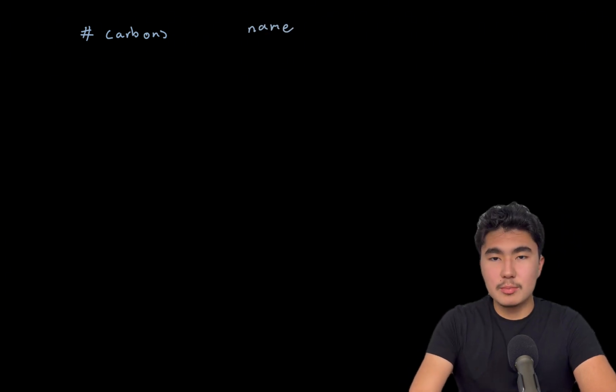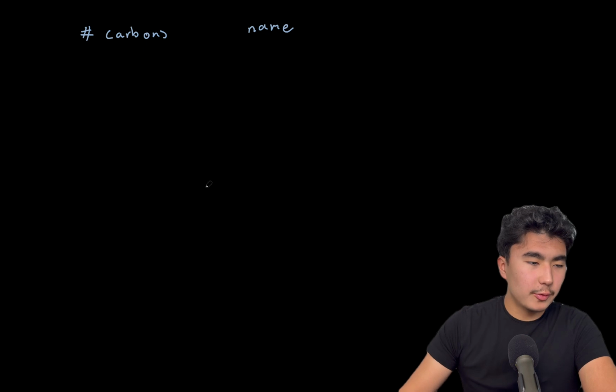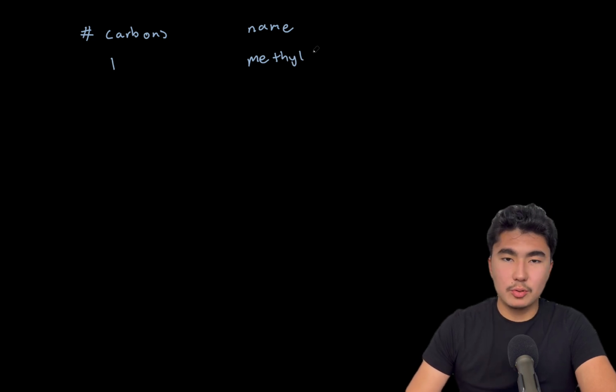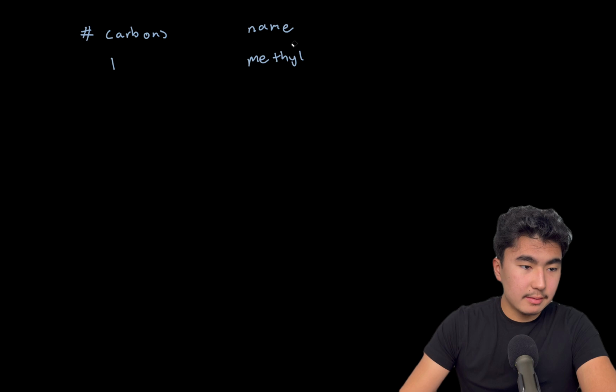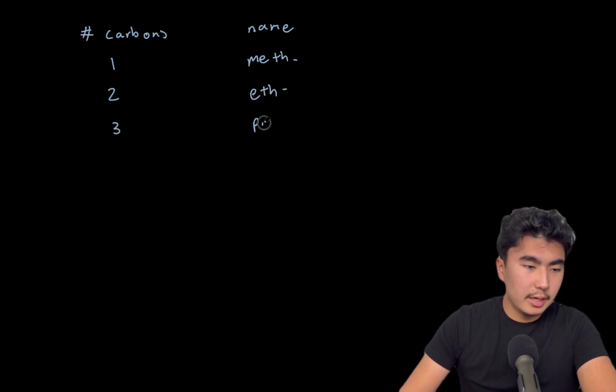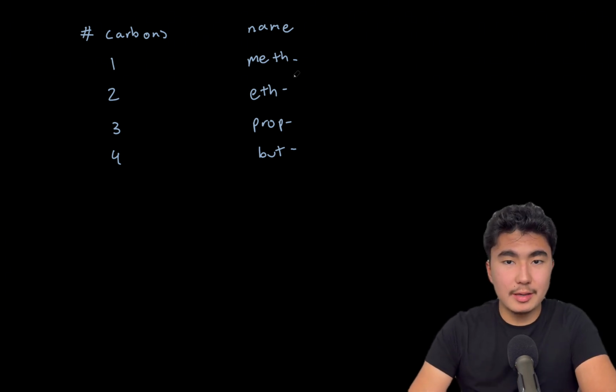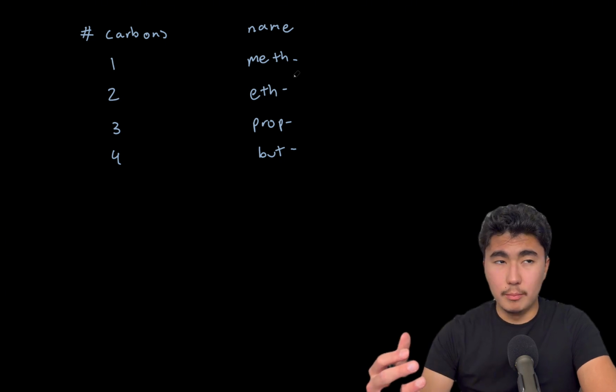Now, if you've taken organic chemistry before, this should be a decent review for you, because if we have one carbon, then we're going to have a meth, methane, methyl. So one carbon means meth. And if we have two carbons, we're going to have an eth. 3 will be a prop. 4, bute, and so forth. So 5 would be pent, 6 would be hex, 7 would be hepta, 8 would be octa, 9 would be nona.